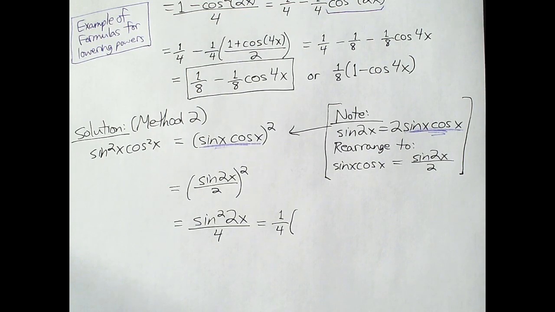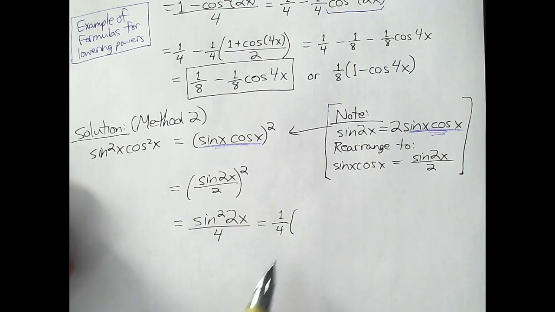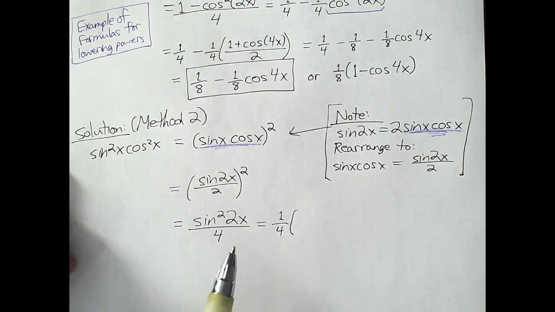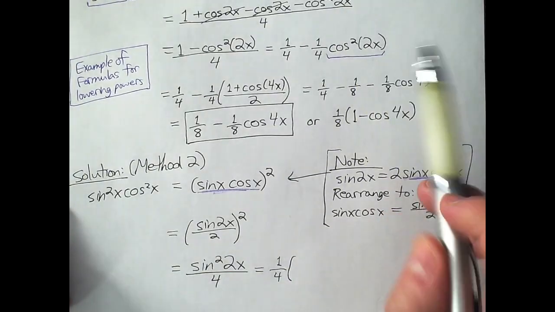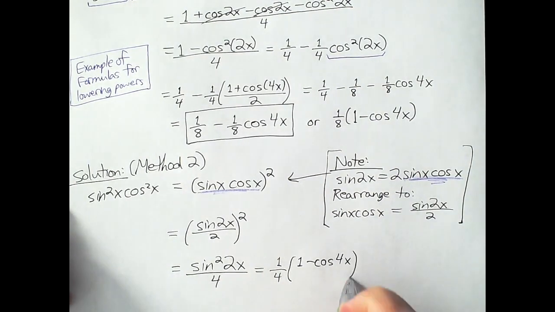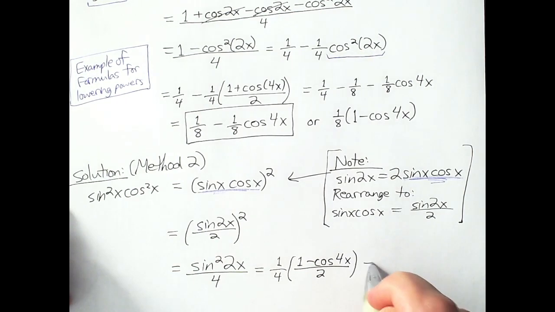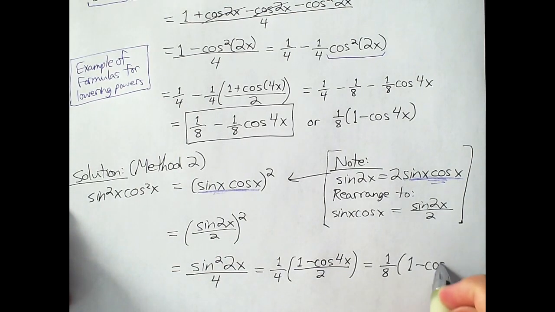Remember what we're trying to do. It says express this in terms of the first power of cosine. So now I'm going to use the formula for reducing powers, the formula for lowering powers, because sine squared 2x, up here we did that on cosine squared 2x. And remember a 4x appeared? We do the same kind of thing here. A 4x appears. And in the end, I wind up with 1/8 (1 minus cosine 4x).